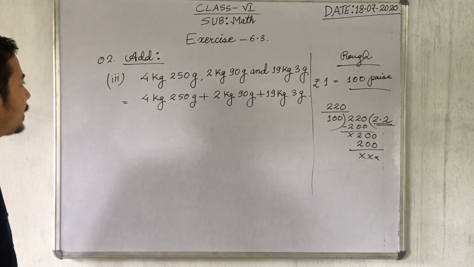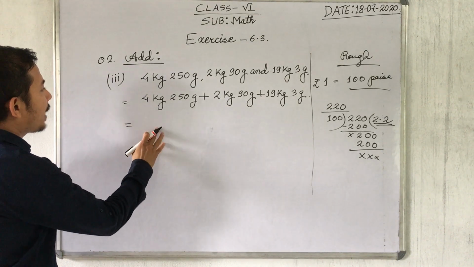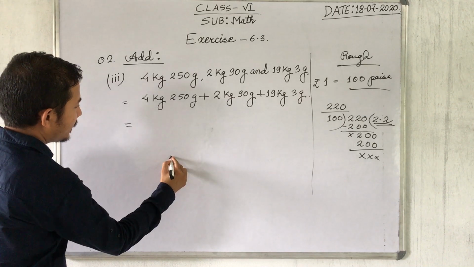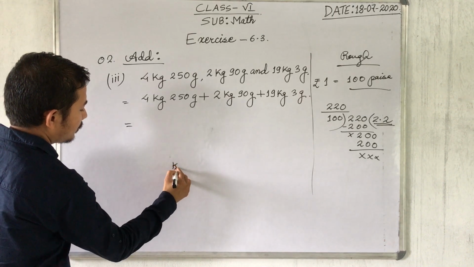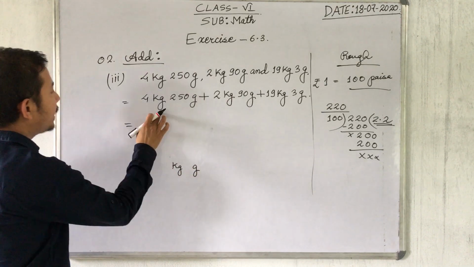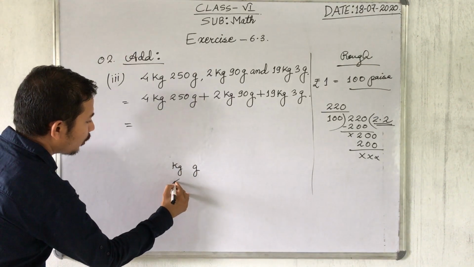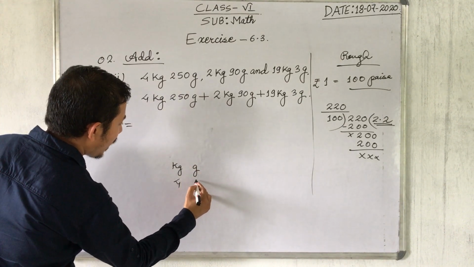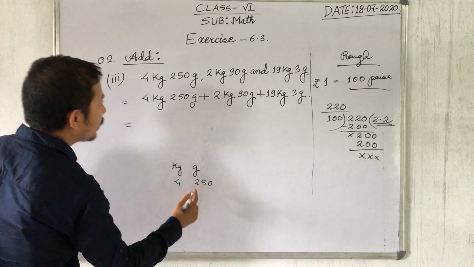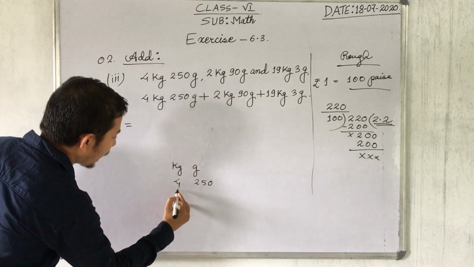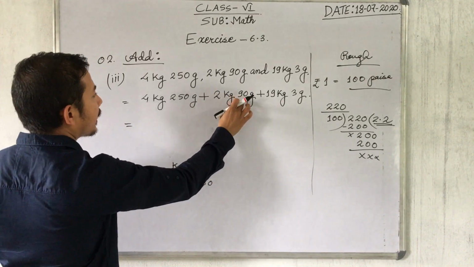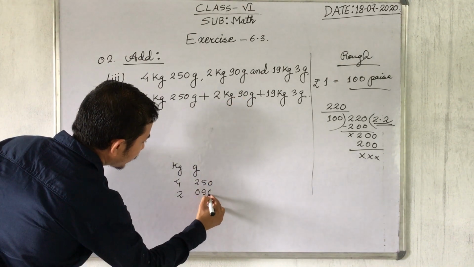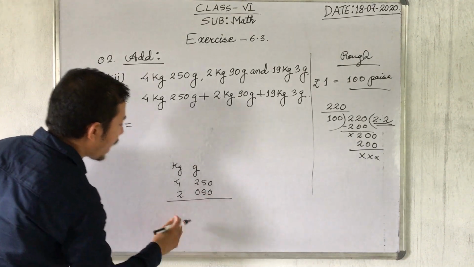Okay, now look here. First of all I am going to add these two. One side is kg and one side is gram. So first of all write kg and gram. How many kgs are there? 4 kg, so write 4, and gram is 250 grams. So inside gram you have to write 250. There are 2 kg, so write 2, and gram is 90 gram, so we can put a 0 here.